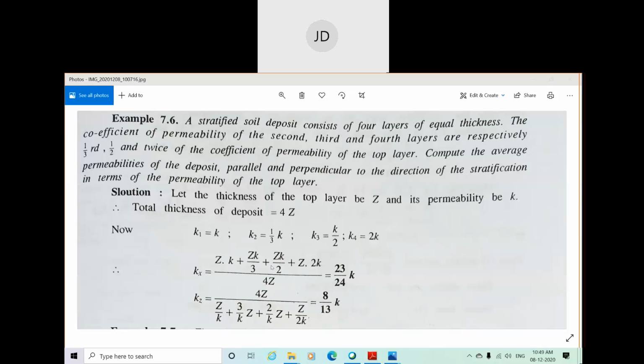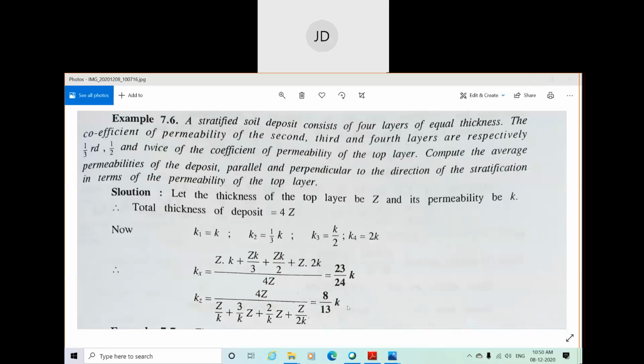Just solve this and you will find the value. You can also do it by yourself, it is simple mathematics. In the same way, you need to find Kz, and finally you will get the value. It's a very simple question I have shown you, and in competitive exams this kind of problem is usually asked.